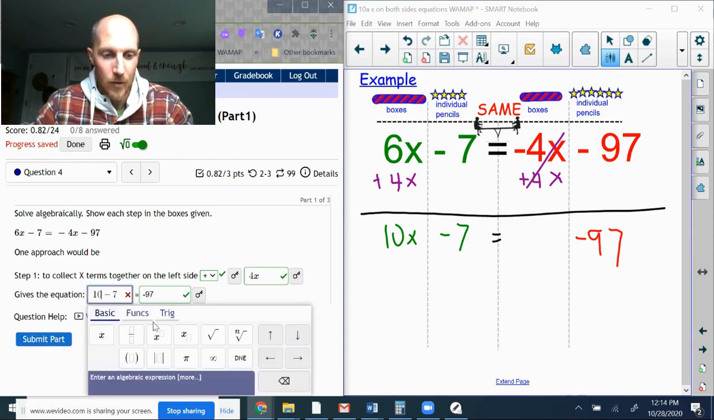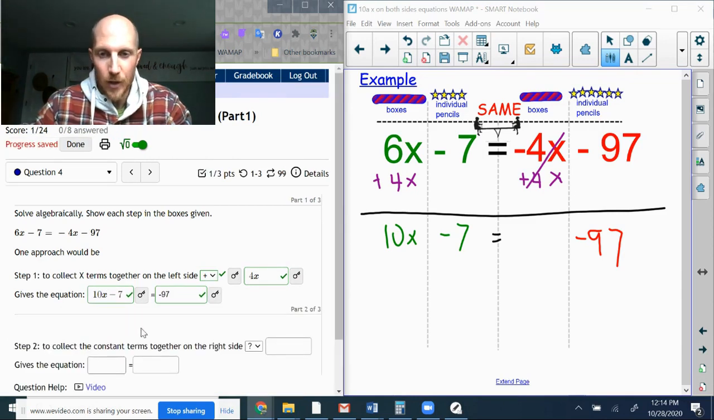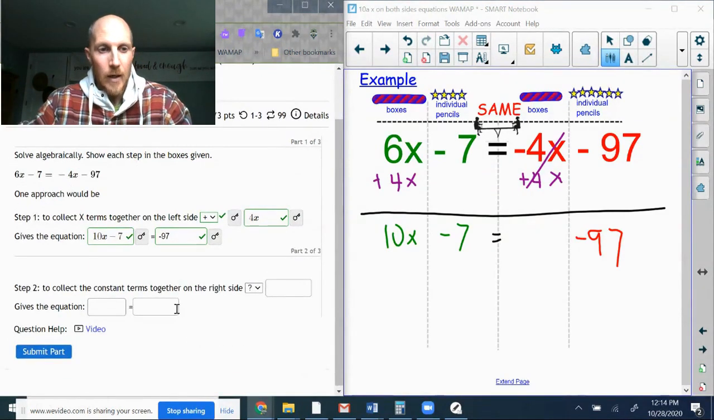Oh, I lost my x. This is an easy thing to do. We've got to make sure we get that x in there. You get all the numbers right and you miss one little detail.